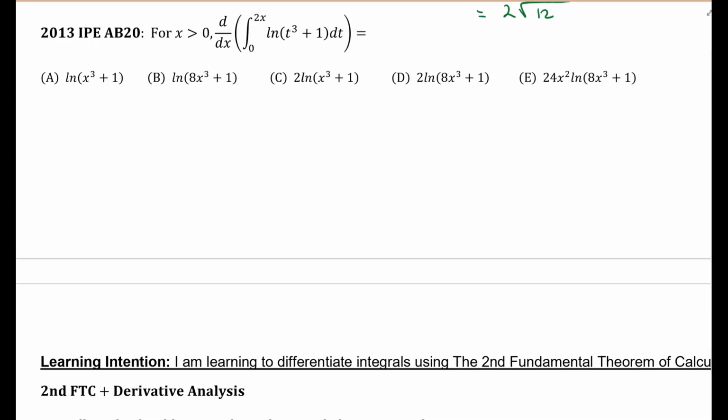Okay, for this one, they give a little bit of domain. They say for x is greater than 0. That's just because the argument of a natural logarithm has to be bigger than 0. It can't be 0, and it cannot be negative. Logarithms look something like this. They have an asymptote. Remember, they're the inverse of an exponential.